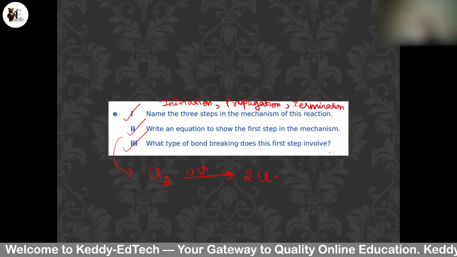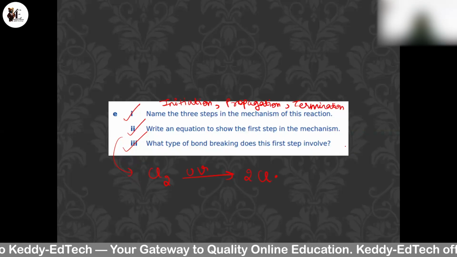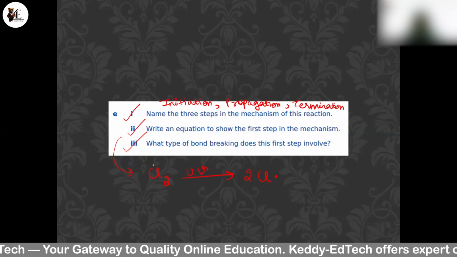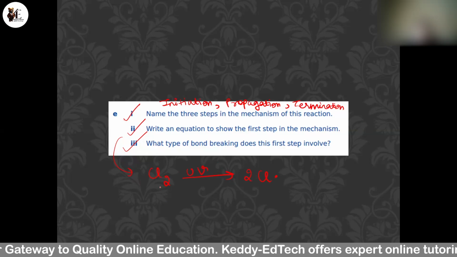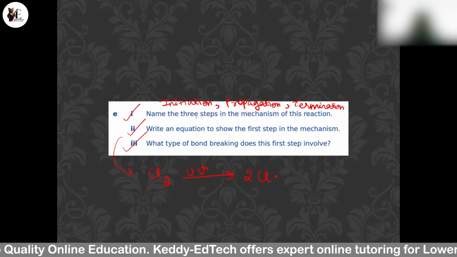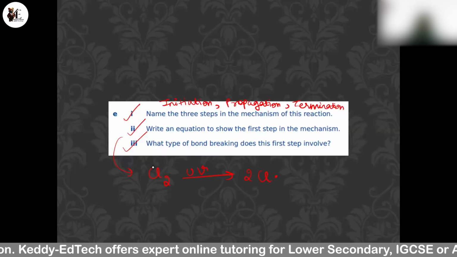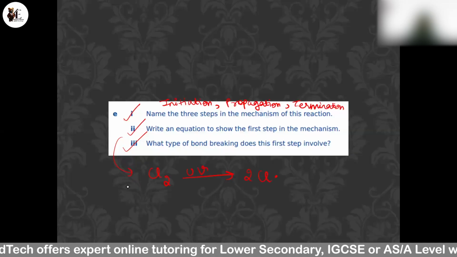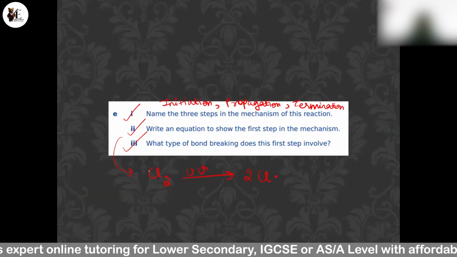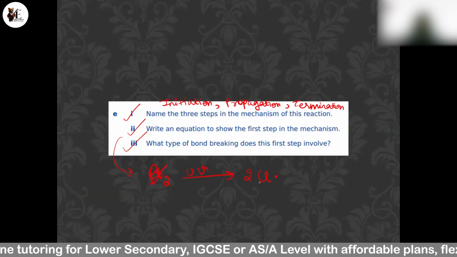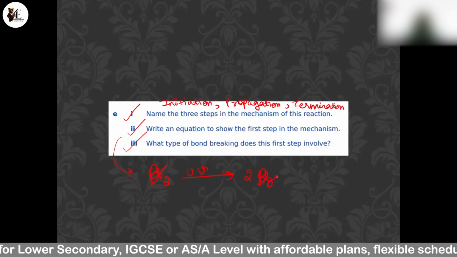Is it Cl or Br for this question? Yes, it is Br, because in the previous question it is Br. Okay, so bromine, Br2, is giving me 2 Br free radicals.